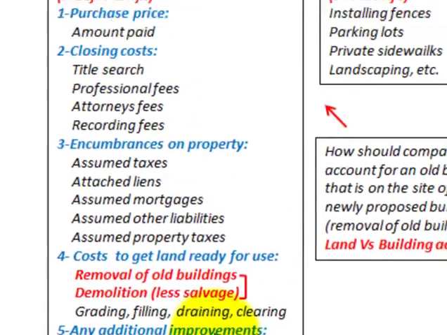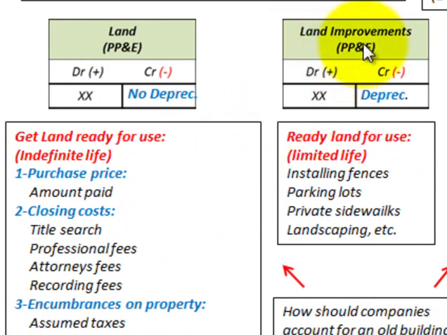Now let's go up here, and we have one other account, where we would classify these as land improvements. They're not included in the land account, but are classified as land improvements. This is again getting the land ready for use, and these would have limited life, like installing fences, parking lots, private sidewalks, landscaping, and so forth.